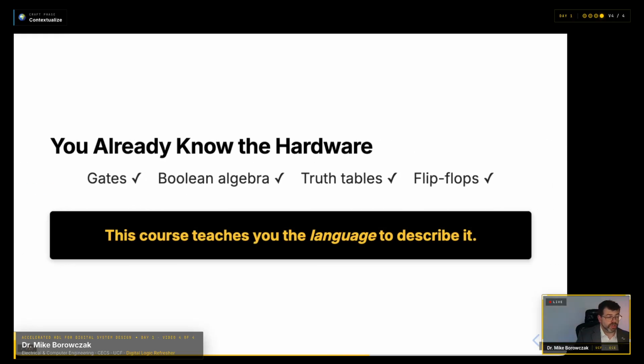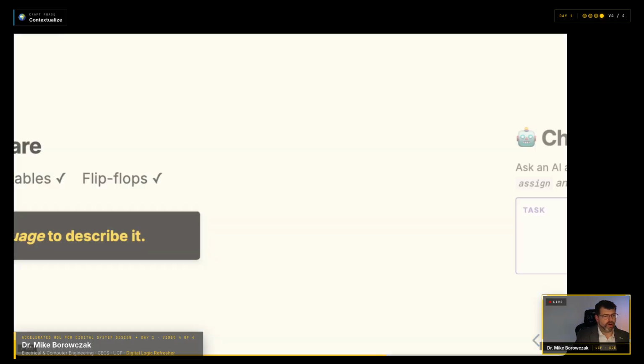All right, so in theory, you should already know the hardware. At some level: gates, Boolean algebra, truth tables, flip-flops. Whether you're electrical engineering, computer engineering, or computer science, you'll at least have a firm grasp on hopefully at least 3 of those, hopefully all 4. We're going to talk in this class about the language used to describe that hardware.